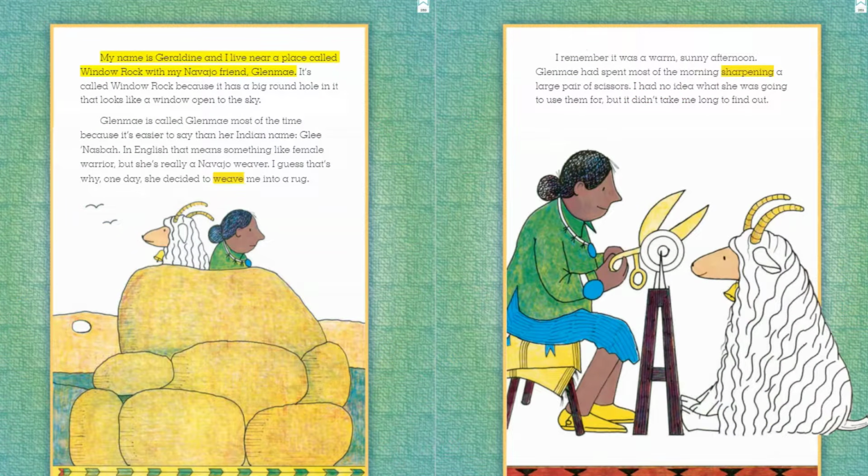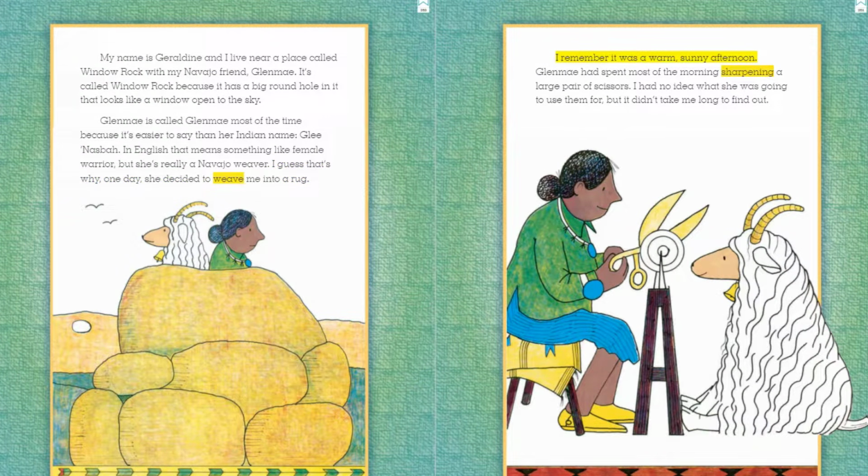My name is Geraldine, and I live near a place called Window Rock with my Navajo friend, Glen May. It's called Window Rock because it has a big round hole in it that looks like a window open to the sky. Glen May is called Glen May most of the time because it's easier to say than her Indian name, Glee Nazba. In English, that means something like female warrior, but she's really a Navajo weaver. I guess that's why, one day, she decided to weave me into a rug.